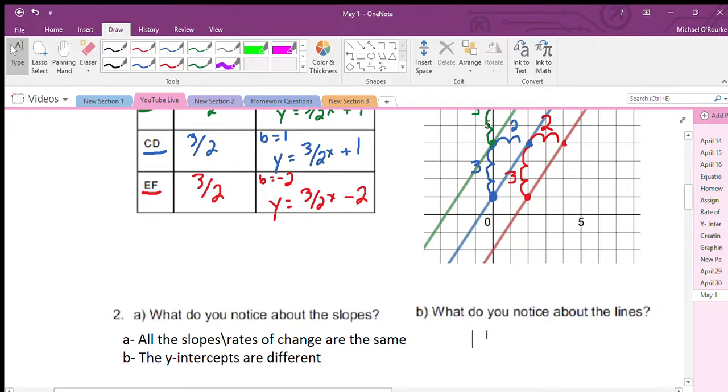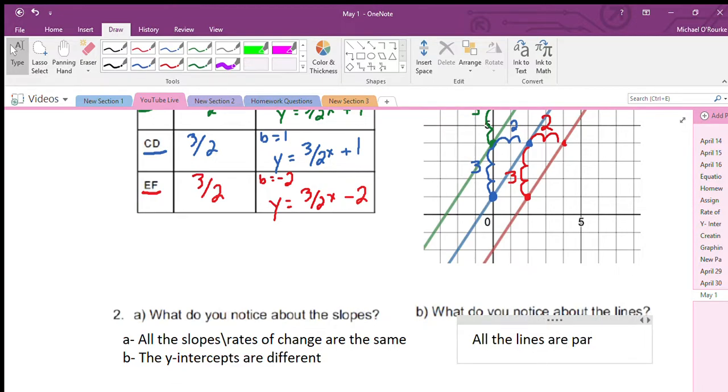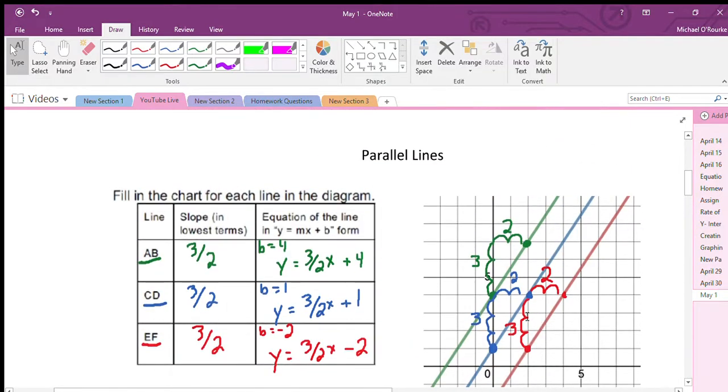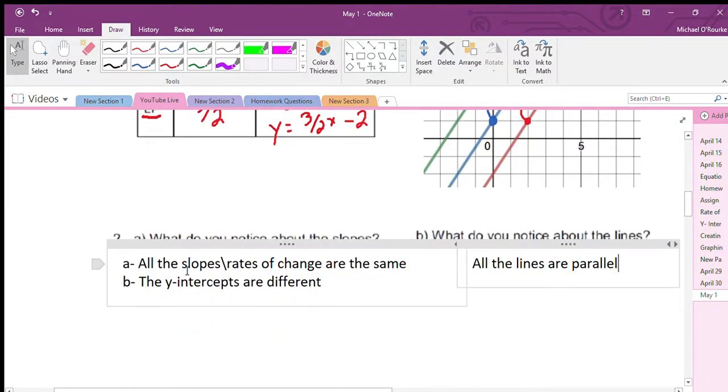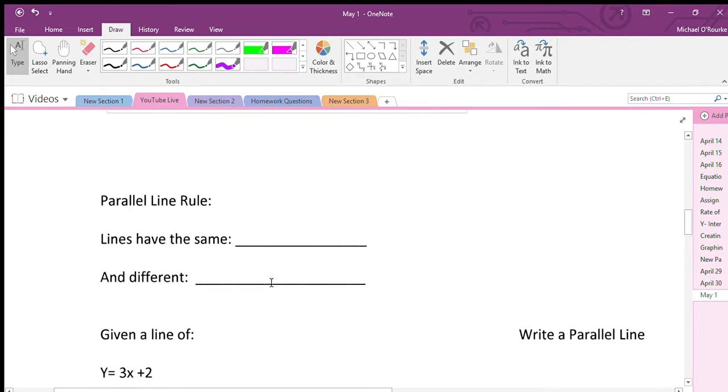Okay. So what do you notice about the lines? Well, all the lines are, and I'm horrible at spelling this, that's not how you spell parallel. All the lines are parallel. Okay. So all these lines are parallel, like they're never going to cross each other. You can see they all go up at the same rate of change. Okay. What we noticed was the slopes or rate of change are the same, but the y-intercepts are different.